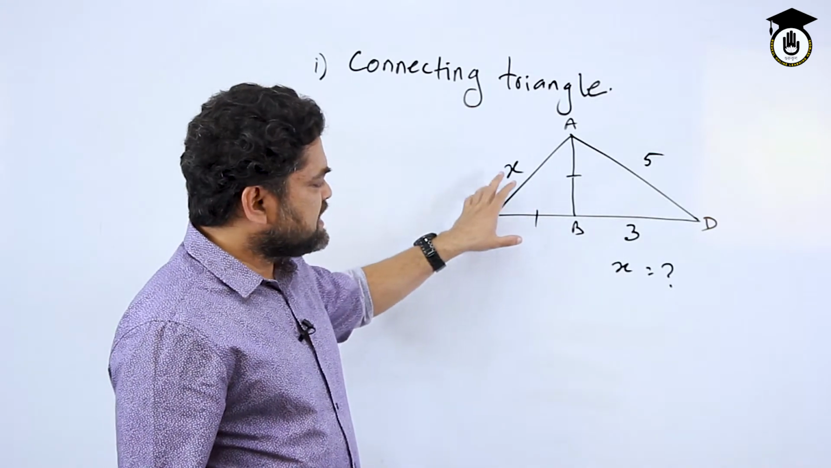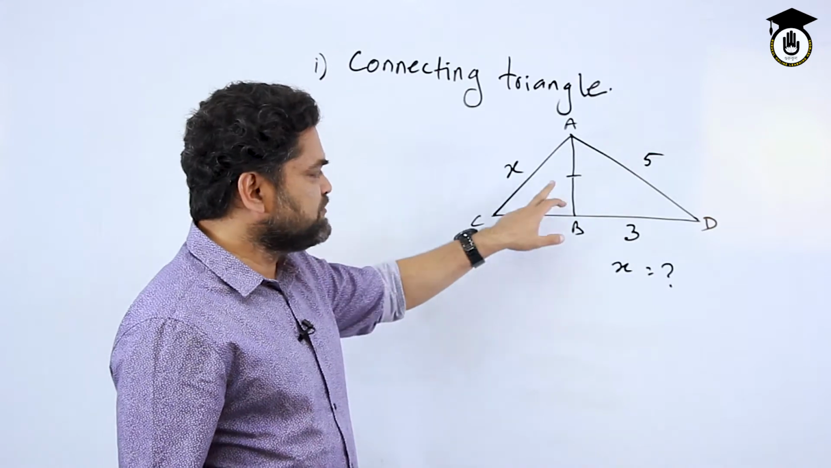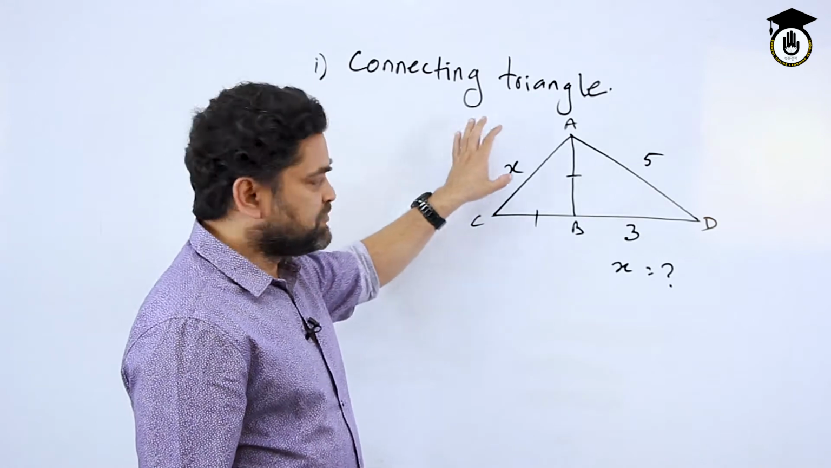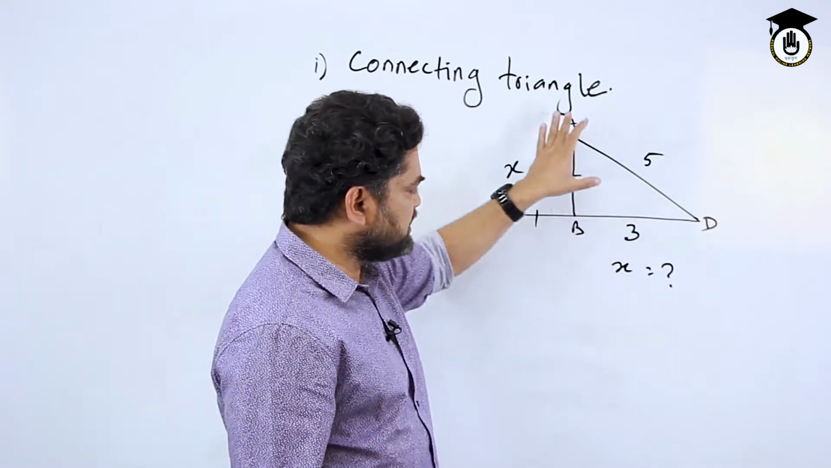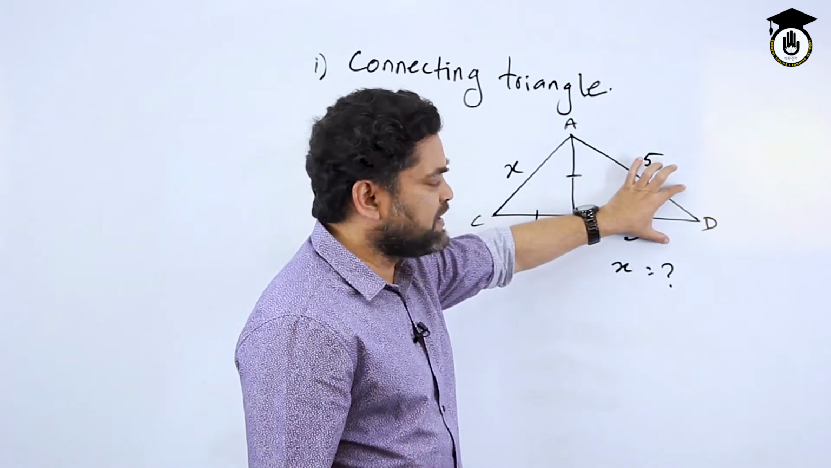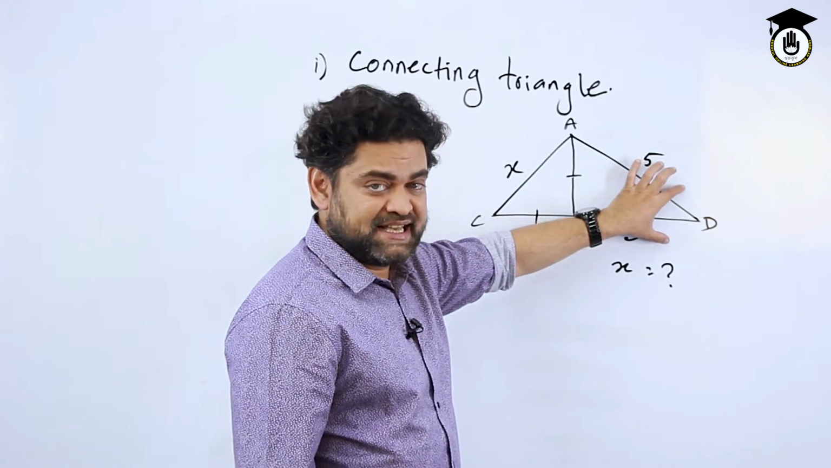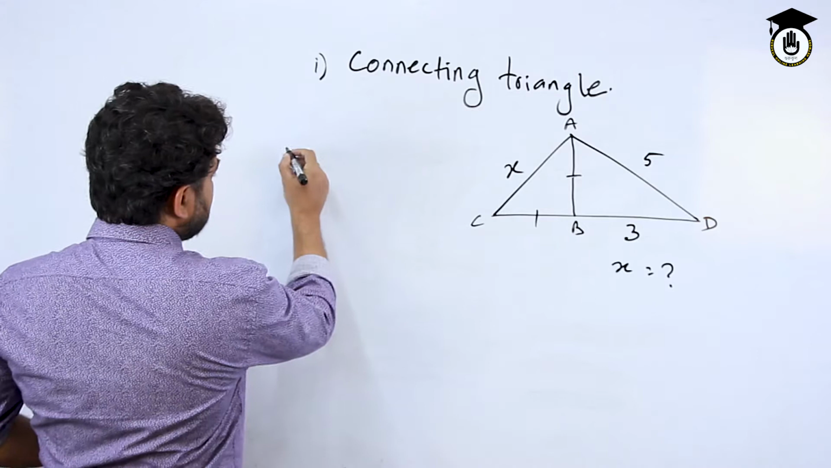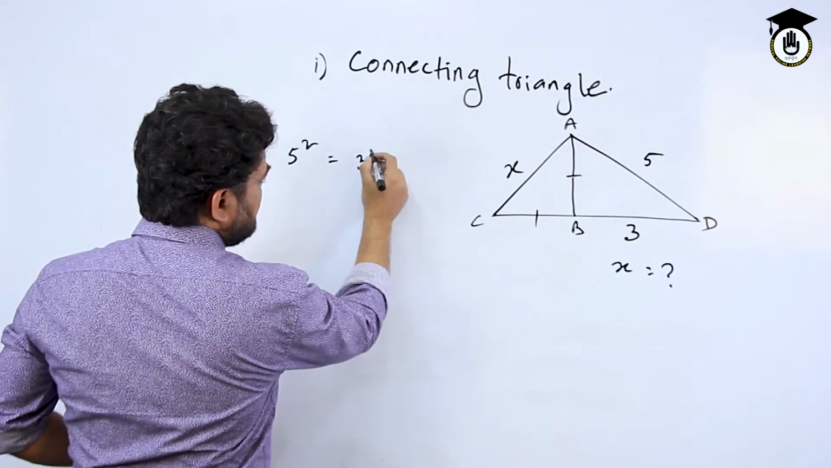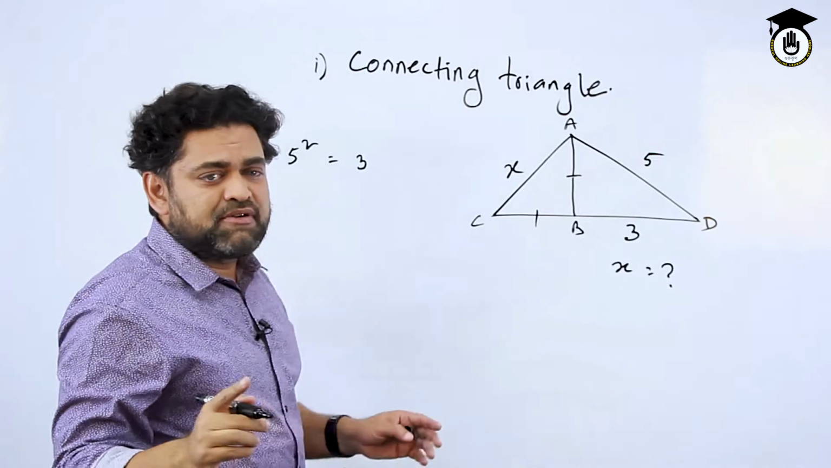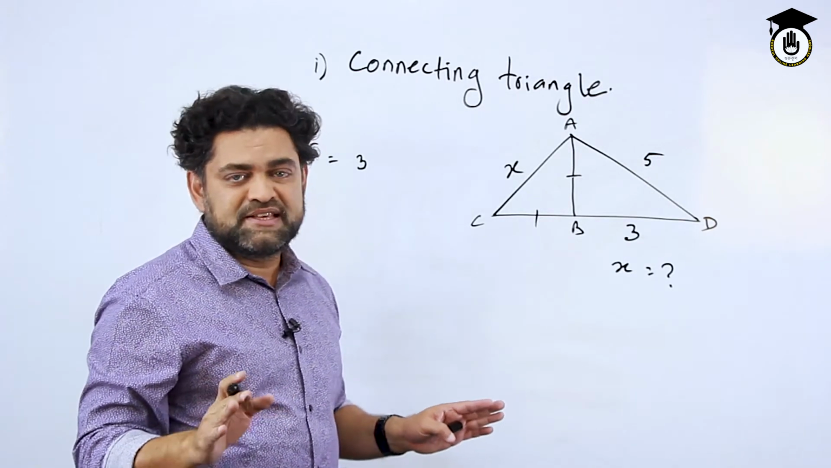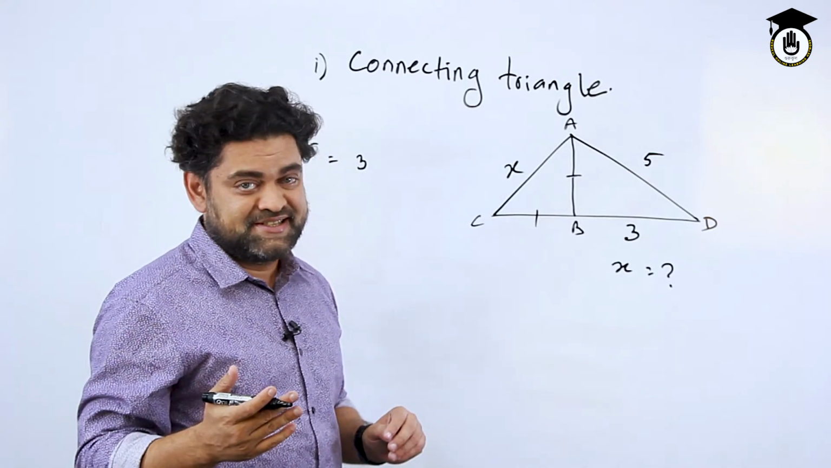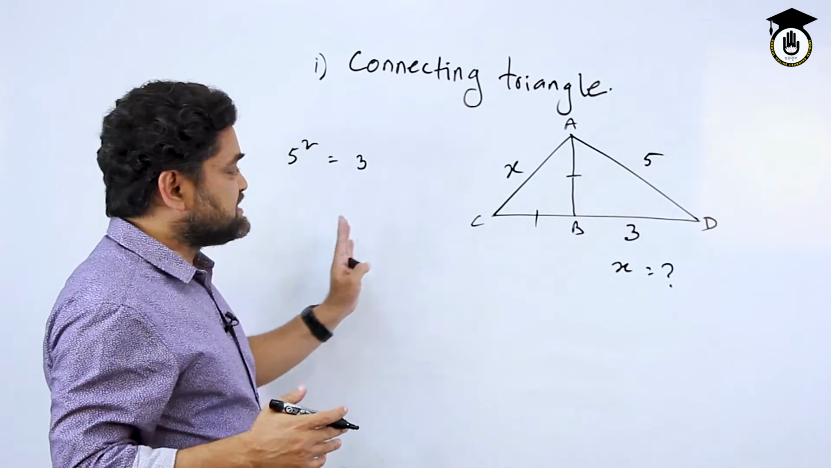To find X, I need to know these sides. If we don't know these two sides, AB and BC, then I cannot find X here. So first I need to find AB. Why? Because ABD is a triangle where these two side values are given, so I can easily find the third side, AB. Same way, the Pythagoras rule, I am not writing it again and again. In my first lecture, as far as I remember, I already said that the Pythagoras formula is the most popular formula in mathematics, so finding the length of sides is very important.